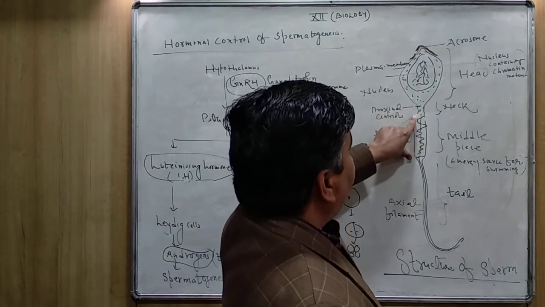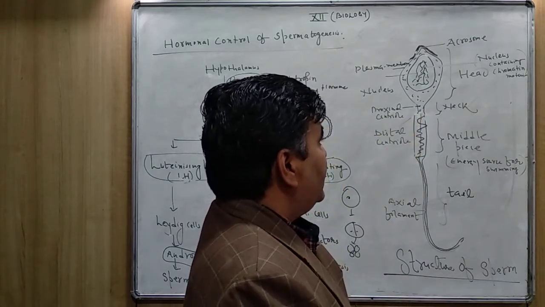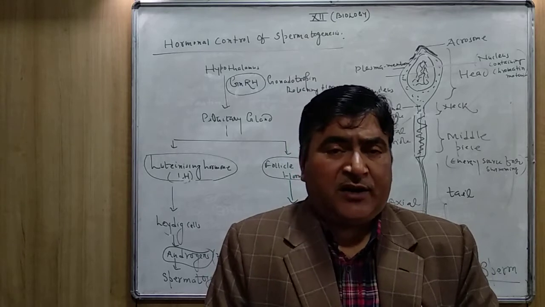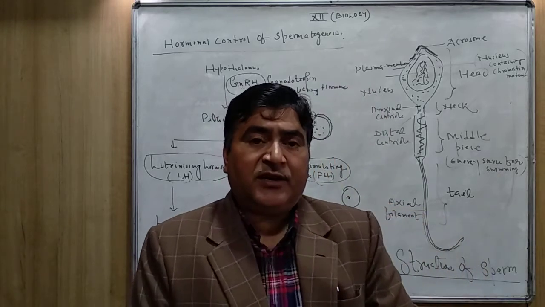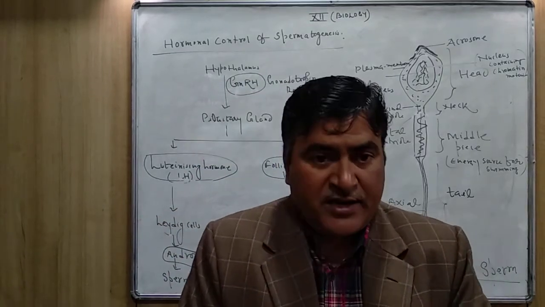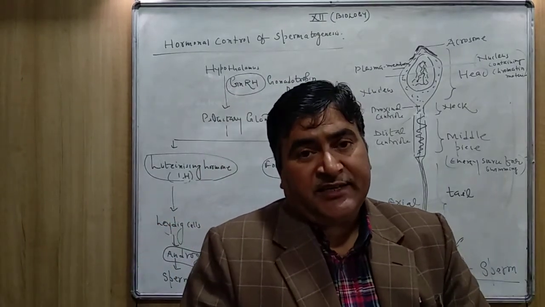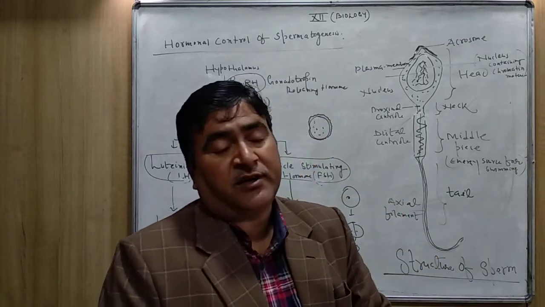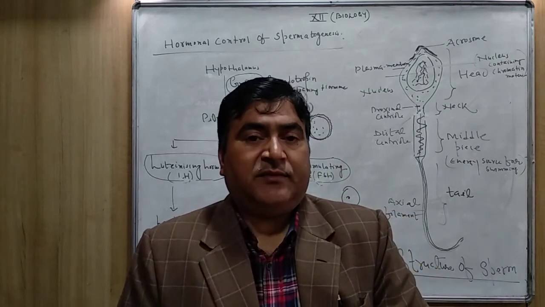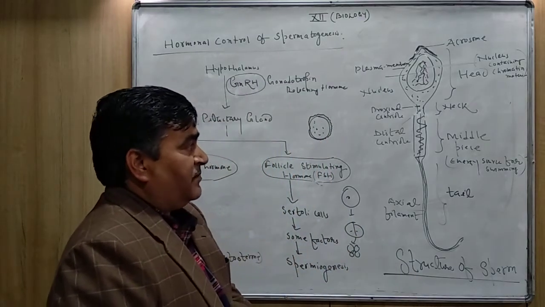Now the neck region is followed by which part? Middle phase. The middle phase contains so many mitochondria. They are present inside the middle phase region of the sperm, and mitochondria, as you know, is the powerhouse of the cell. Here, in the sperm, mitochondria provides energy for the motility of the sperms, for the movement of sperms. It gives energy for the proper movement of sperm.